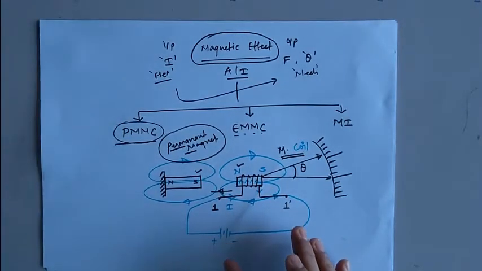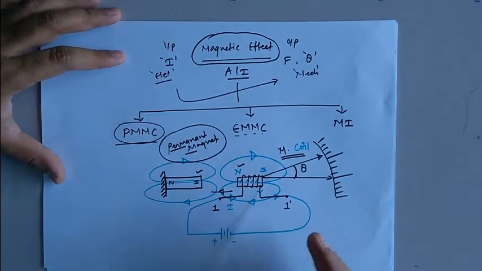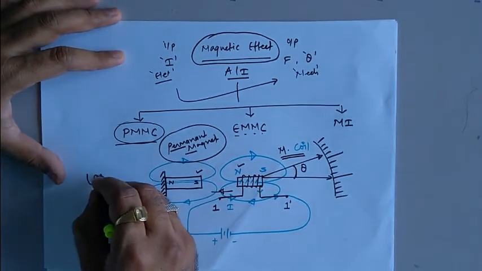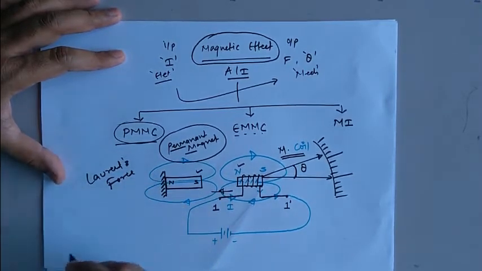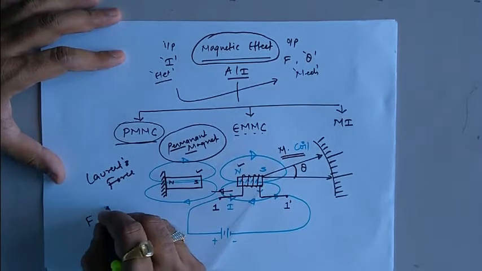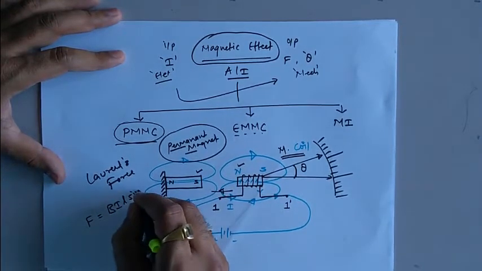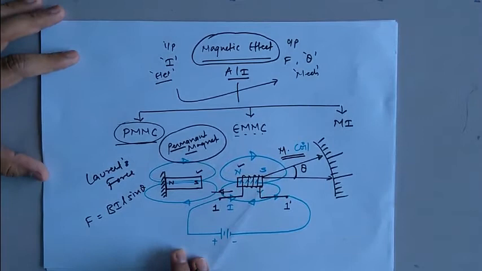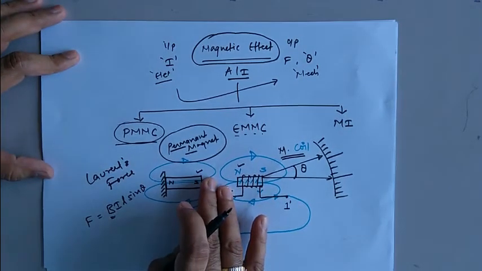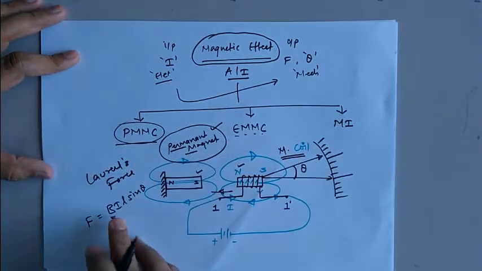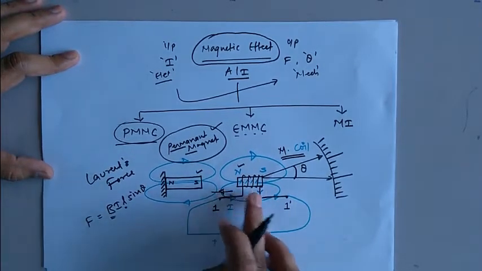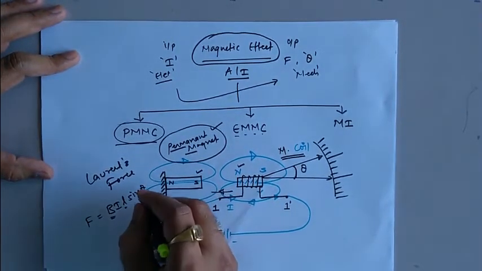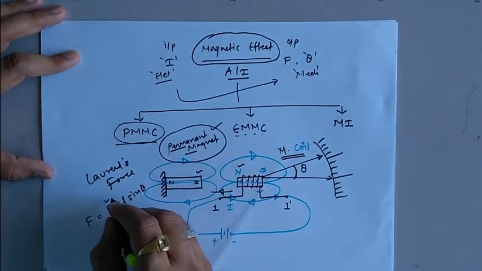Now this type of instrument works on the principle of the Lorentz force equation, which is given by F equals BIL sine theta, where B indicates the magnitude of magnetic flux density produced by the permanent magnet, I indicates the magnitude of current flowing through the moving coil, L indicates the effective length of the moving coil, and theta indicates the angle between B and I.